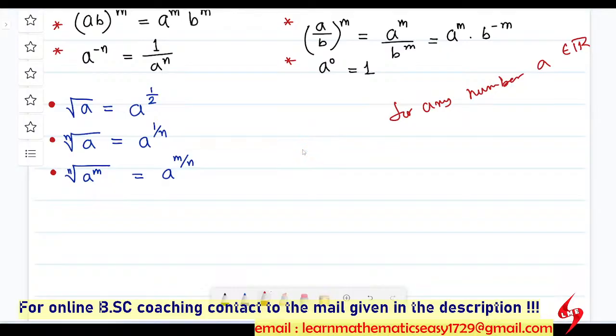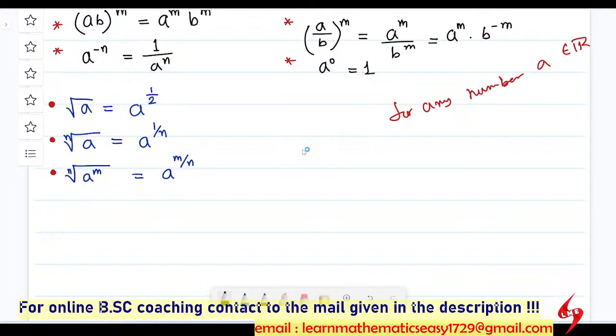And here are some more important points. Root over a means a to the power half, n-th root of a is a to the power 1 by n, and n-th root of a to the power m means a to the power m by n. So always remember the number in the root will be the denominator of the power, always.